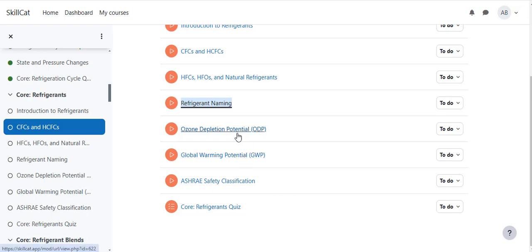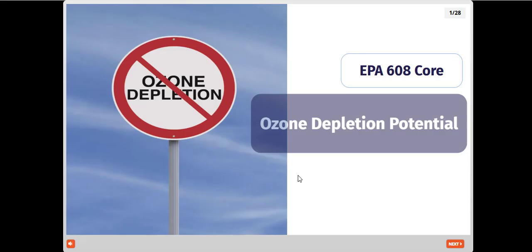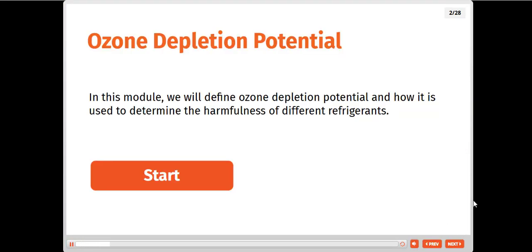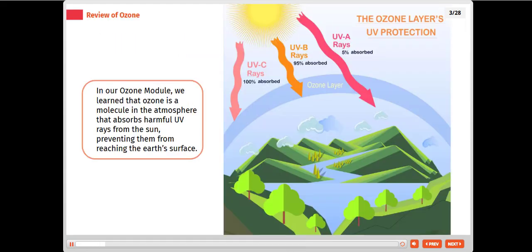Ozone depletion potential. In this module, we will define ozone depletion potential and how it is used to determine the harmfulness of different refrigerants. In our ozone module, we learned that ozone is a molecule in the atmosphere that absorbs harmful UV rays from the sun, preventing them from reaching the Earth's surface.